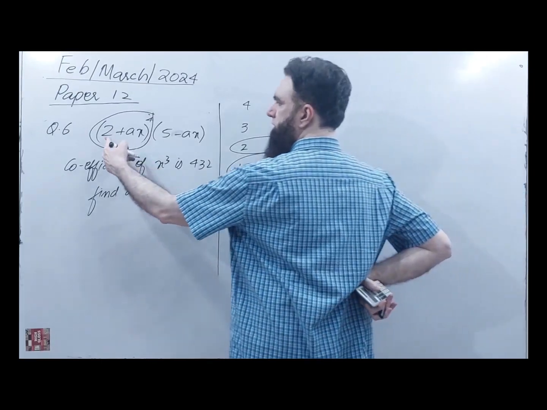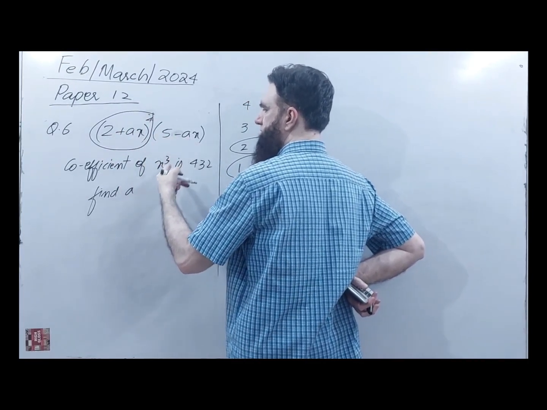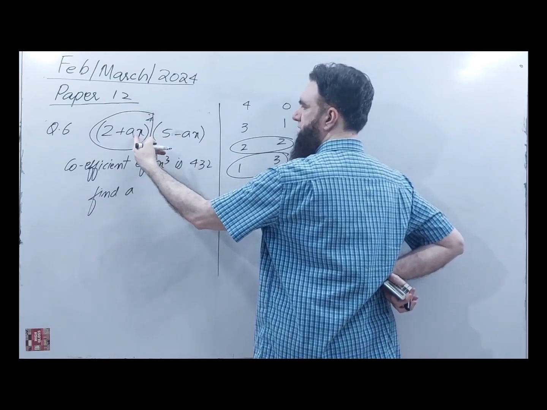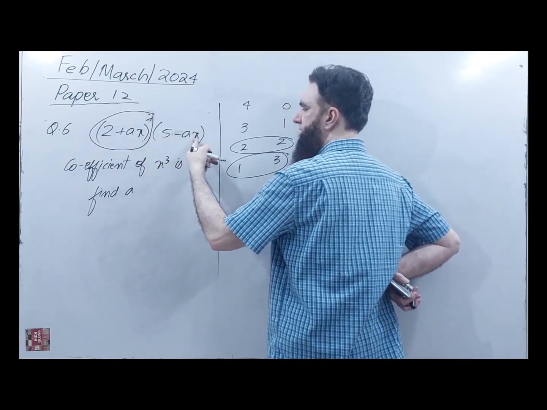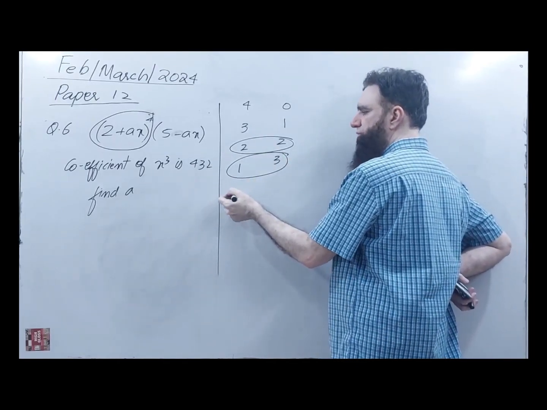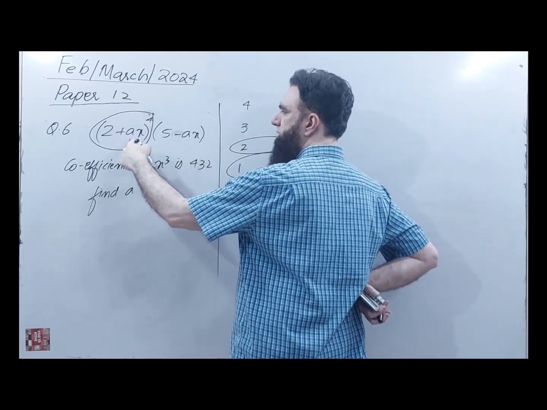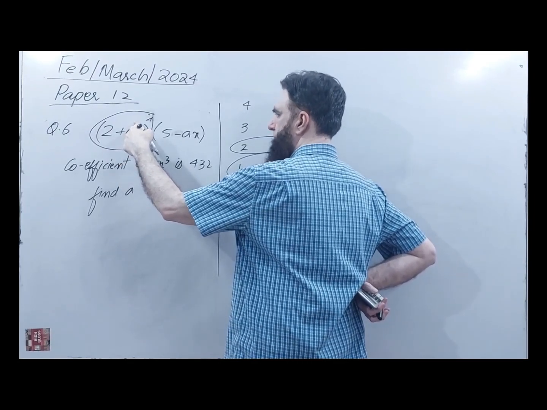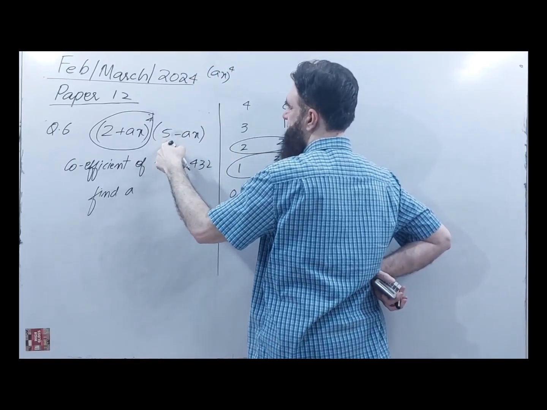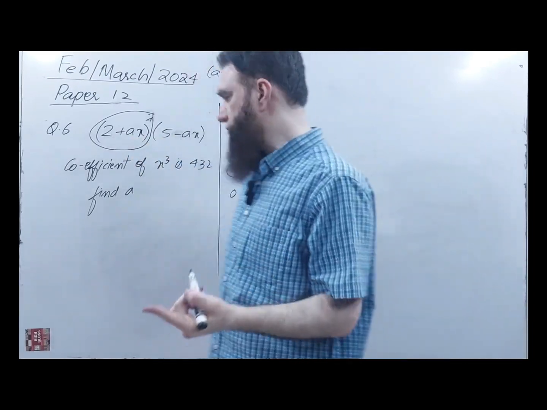Because the first term will be 2 power 4, and 2 power 4 when multiplied by these 2 terms doesn't give us x cube. So we don't need that. Similarly, the second term: when x is multiplied by 5 and x is multiplied by ax, it gives us x square and not x cube. Similarly for the fifth term, the power is 4. When ax power 4 is multiplied by 5, it becomes an x4 term, and when multiplied by ax, it becomes an x5 term. So we don't need that.